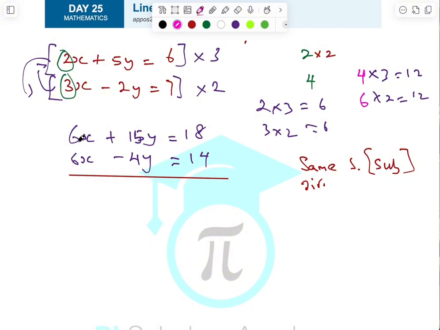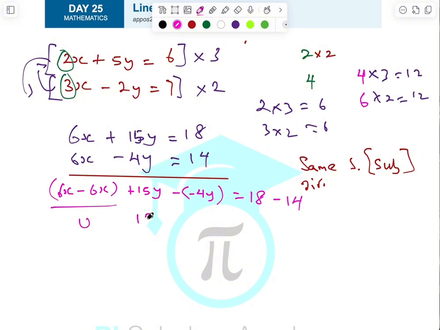So that's going to be 6x minus 6x. Now, plus 15y minus, that is the subtraction I'm doing. But what's the number itself? Negative 4y. And that will be 18 minus 14. So in this place, this will become 0. This will now be 15y plus 4y, and that will be equal to 4. And that implies that 19y equals 4, and that implies that y equals 4 divided by 19.